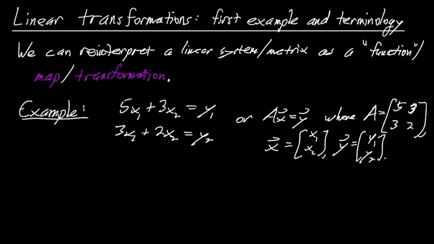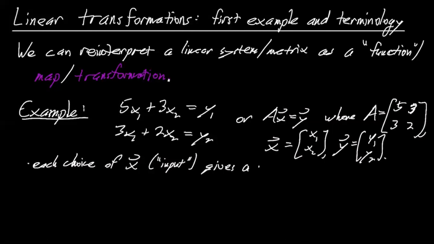And what I want to say here is that we can think of this as inputs and outputs, like a function such as the squaring function, where you put in a number as your input, and your output is the square of that number. We're doing the same thing here. Each choice of a vector, the pair x1, x2, is the quote unquote input, and it gives a value for the vector y, which is the output.